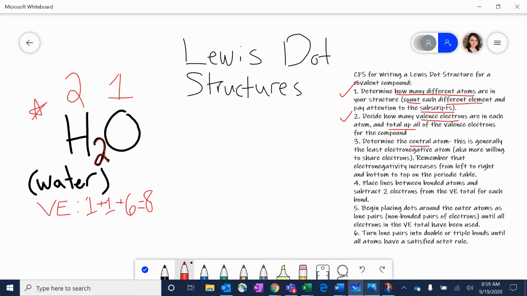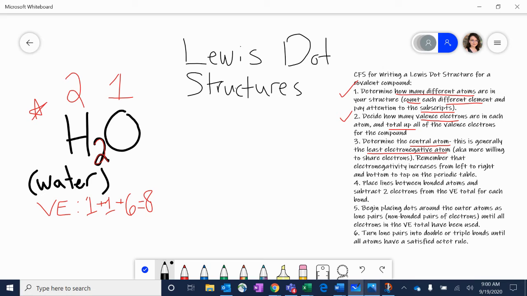Now I need to figure out where my central atom is. Usually this is the least electronegative atom, which means it's more willing to share electrons. However, in this case, hydrogen is less electronegative than oxygen, but it would be really difficult to put hydrogen in the center because we can't form multiple bonds to hydrogen. So in this case, we know that it makes the most sense to put oxygen in the middle.